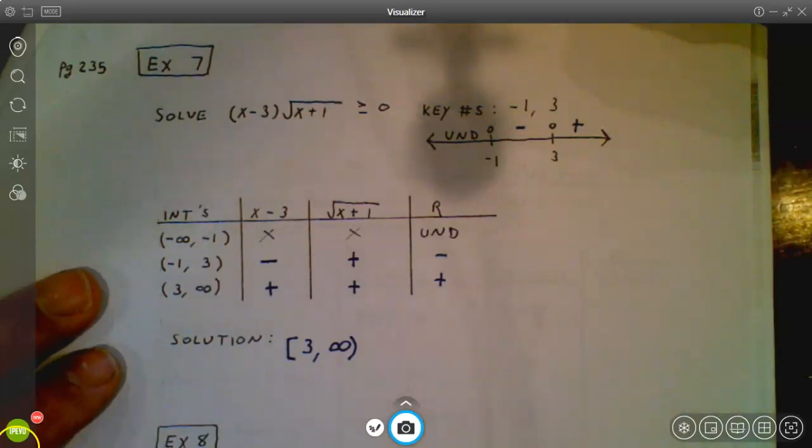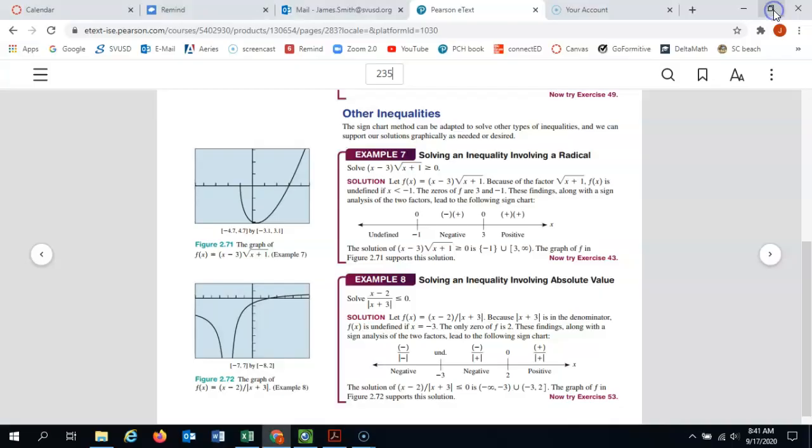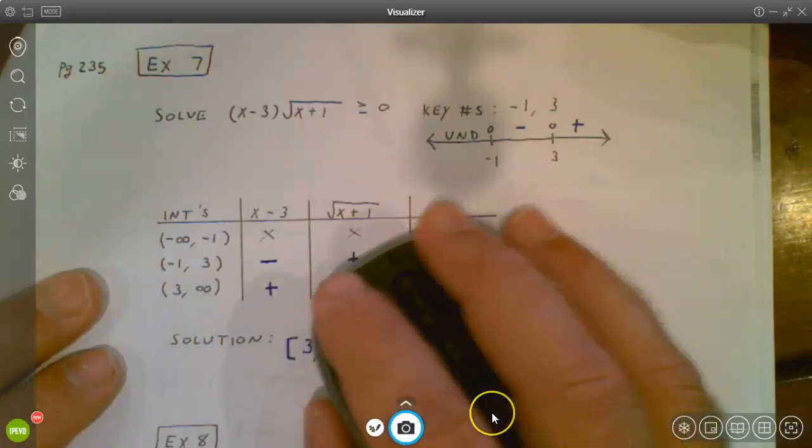And so I'll show you that graph real quick. This one was out of our book. Looks like this. All right, so you can see that below negative 1 doesn't exist. So let me show you one more, and we will call it good for the chapter.